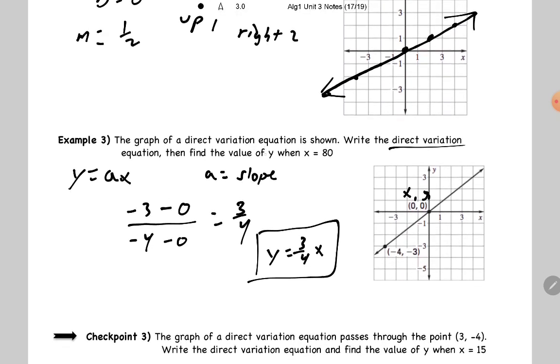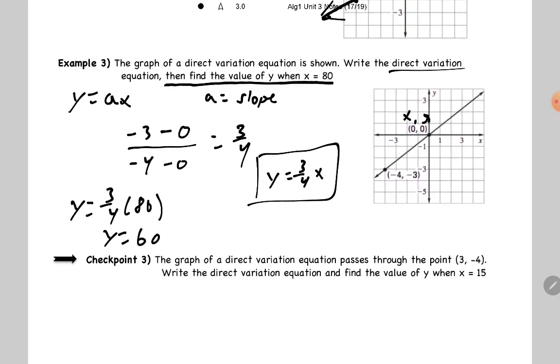Now, if we read the entire directions, find the value of y when x equals 80. So y equals 3/4 of 80, which is 60. You can do 3 times 80, which is 240, and then divide that by 4, and that'll give you 60. Or you can do 80 divided by 4, which is 20, times 3, which is 60. Or you can use a calculator: 0.75 times 80.